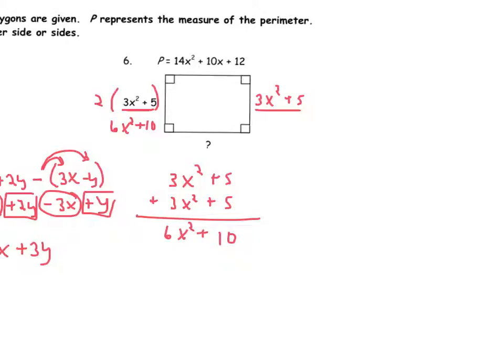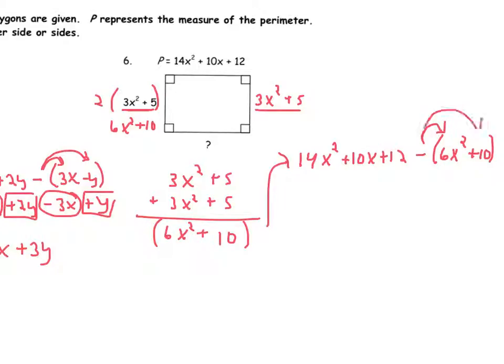Now I know that I need to subtract this. So now I'm going to subtract 6x squared plus 10, and then I should divide it by 2, and I'm going to get the missing side. So now I'm going to take 14x squared plus 10x plus 12, and I'm going to subtract the 6x squared plus 10. And again, make sure you use parentheses because you have to distribute that negative. So first I will distribute the negative. Now I'm going to rewrite everything and then combine like terms. Alright, so there I've rewritten everything with distributing the negative.